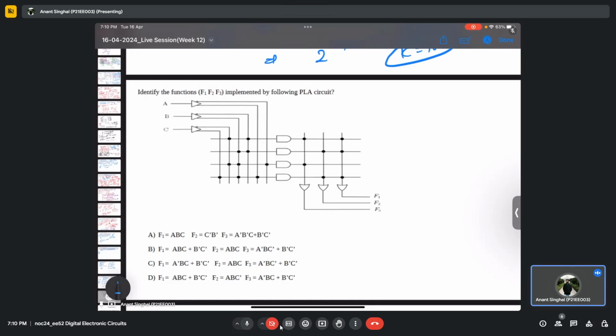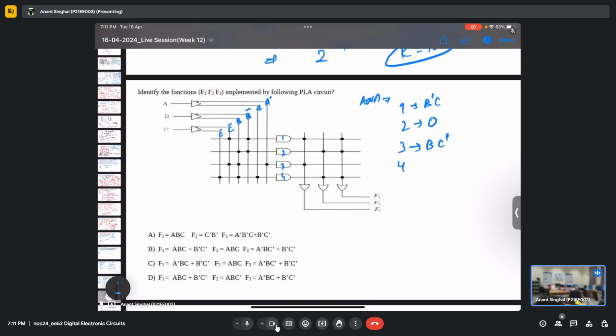So let me solve it then. This is very easy. This is A complement, this is A. This is B complement, this is B, and this is C complement, this is C. Let's say this is 1, 2, 3, 4. So for AND, 1 will be B complement, C complement. 2 will be 0 because it is B complement times B. 3 will be these three. So A complement is also there, and 4 will be A, B, and C.